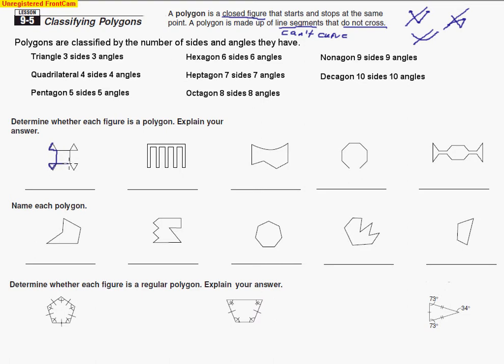I can continue here, but you'll see a problem with this. When I come around, I end up touching at these little points here, and it cannot touch that same point. So once I've touched it right there, it's not going to end up being a polygon. It doesn't even look like I touched the line segment as I drew this, but once I touch it at these points here, these vertices here, and a vertex is the singular form, vertices is the plural form, of where two lines come together, it's not going to be a polygon. So we'll just say no, and the reason is that the line segments cross.